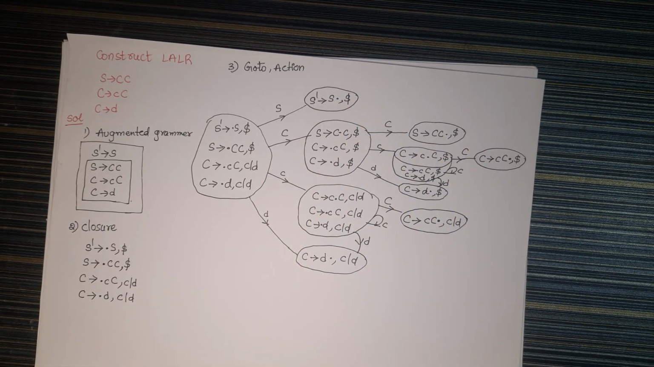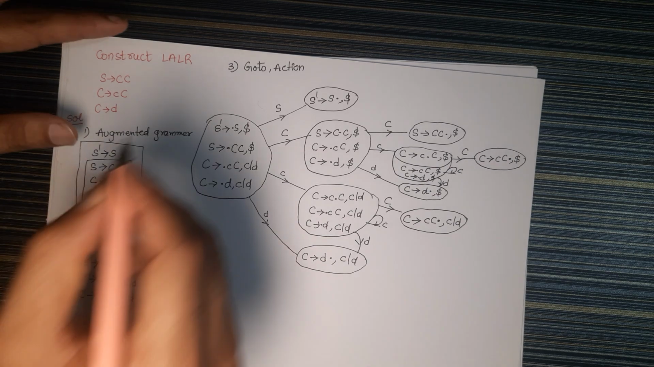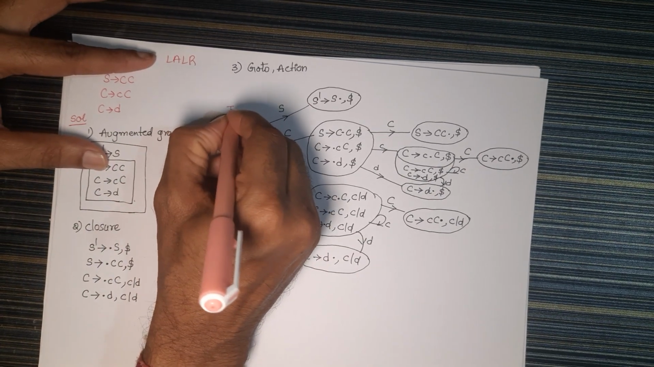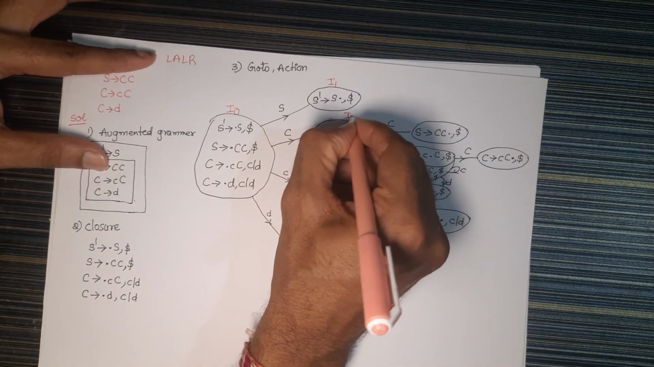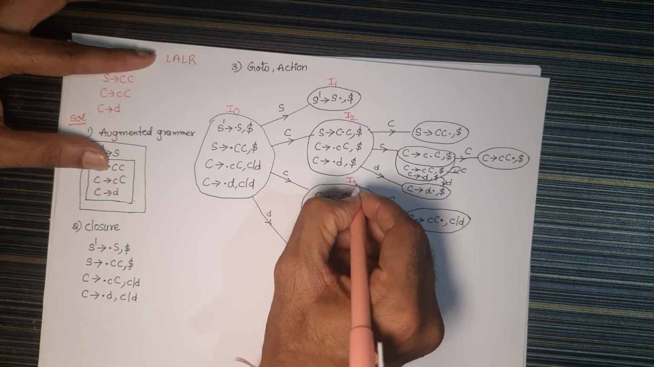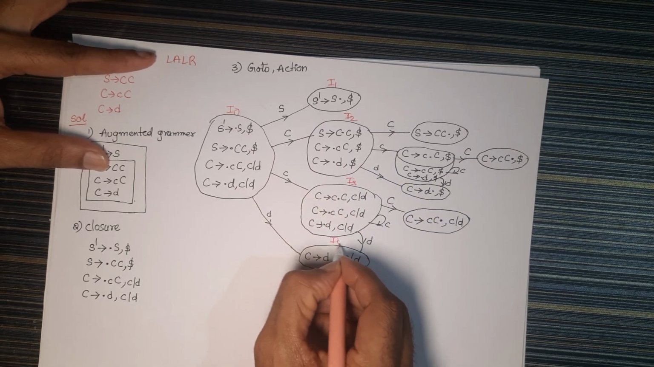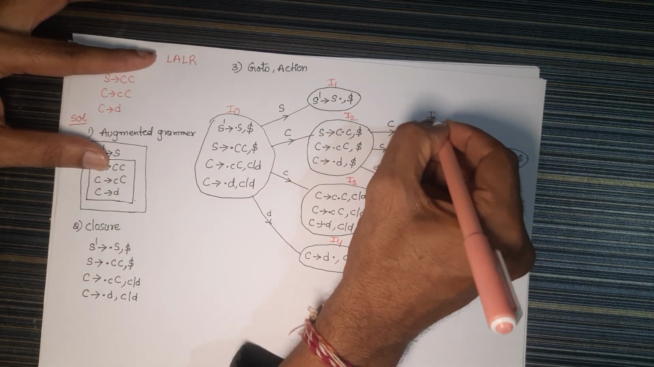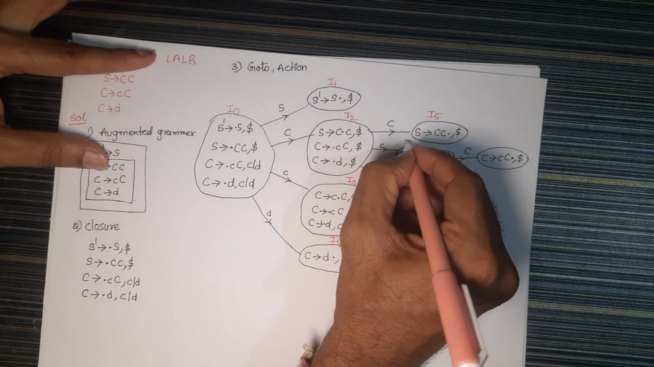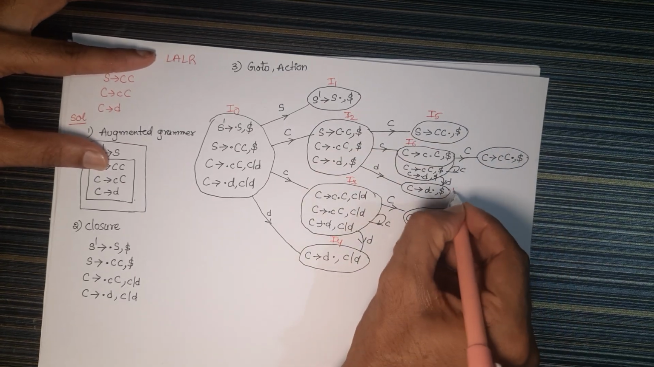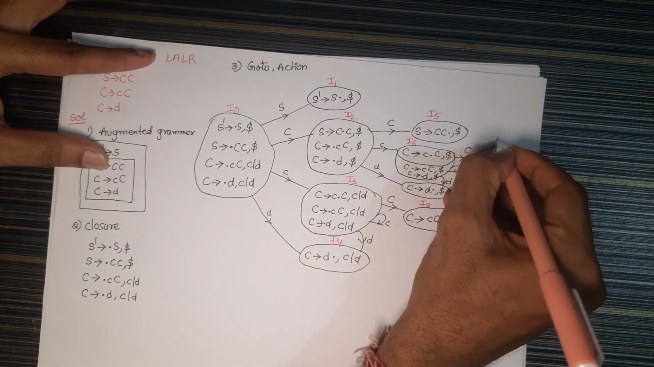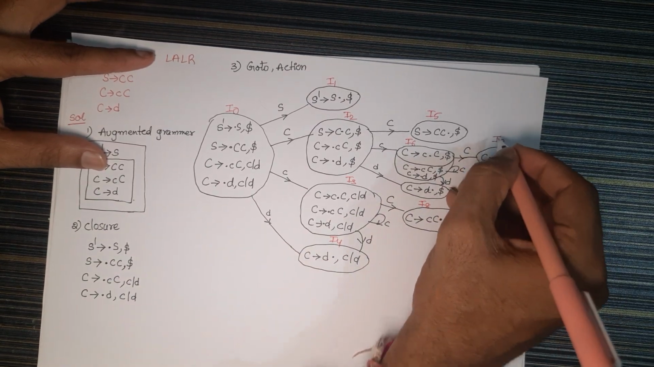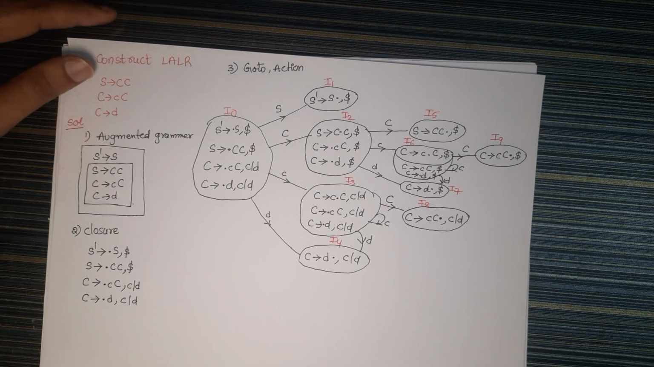Now what I am going to do, I am going to give numbering to the productions. It is the I0, it is the I1, this is the I2, this is the I3, it is the I4, it is the I5, it is the I6, this is the I7, it is the I8, this is the I9. Okay, so this is a way to find out goto.